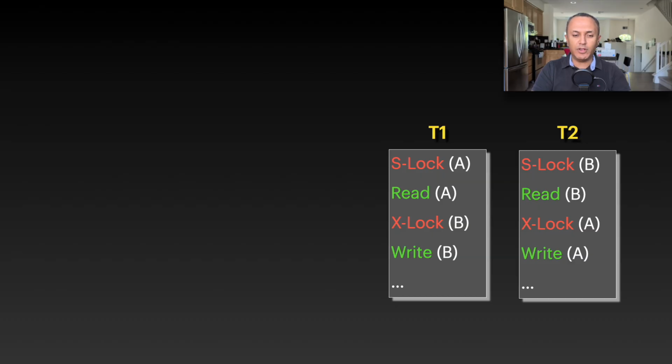Let's look at an example and see what that looks like. So let's assume we have these two transactions, T1 and T2. T1 requests an S lock on A, and then reads A, and then requests an X lock on B, and is able to write something to B, and then there are more operations. T2 pretty much follows the same sequence, except it uses B first, so it wants to read something from B, and then write something to A, so it requests the S lock and X lock in that order. So what would happen to cause a deadlock between these two transactions?